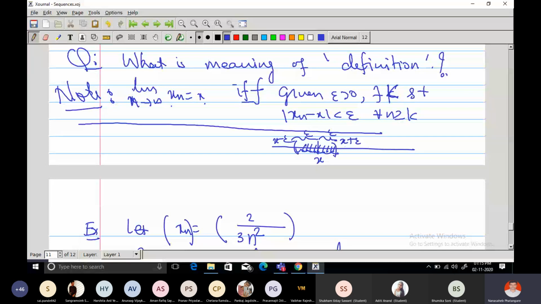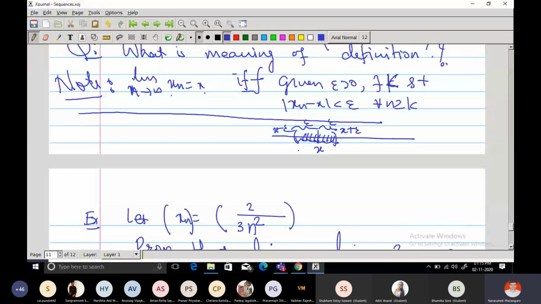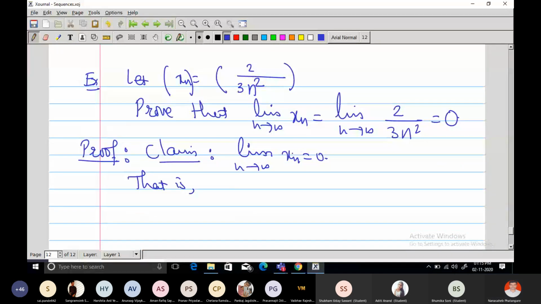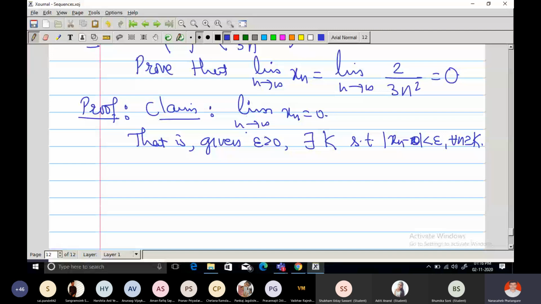So when you are asked this question, what should be your answer? Given any epsilon, we can produce k. From k onwards, all terms have distance less than epsilon from x. So logically your answer should be meaningful. Given epsilon, can you produce k? That is what we want. There exists a k for which mod of xn is less than epsilon for all n greater than or equal to k. So this is our claim. Limit is 0, but here x is 0. So this is our claim.